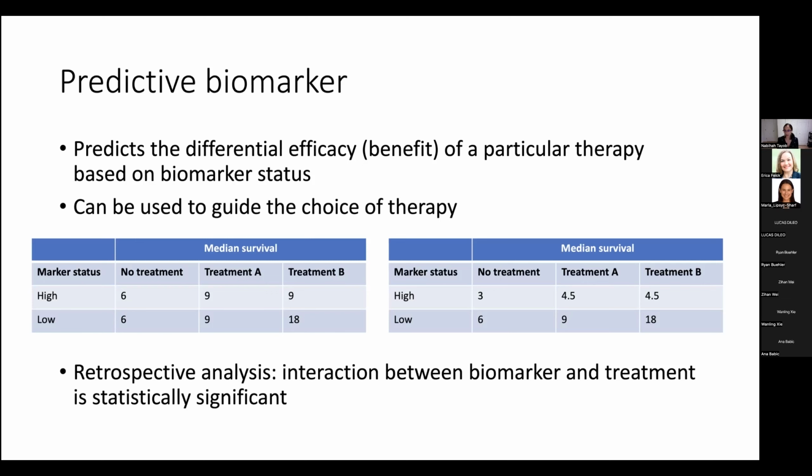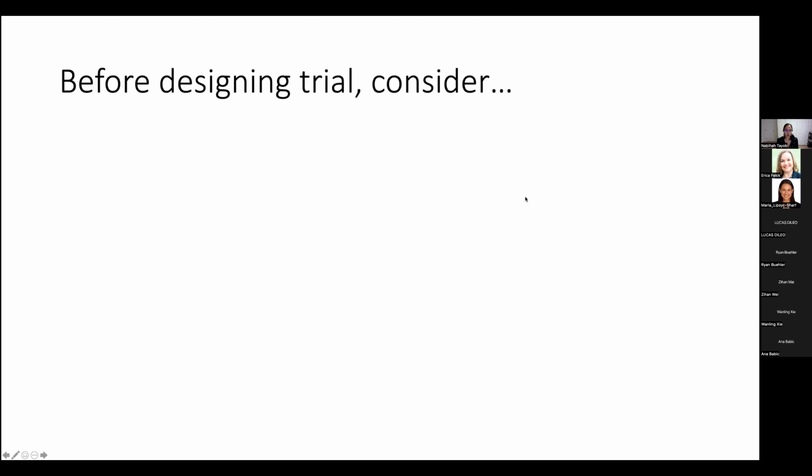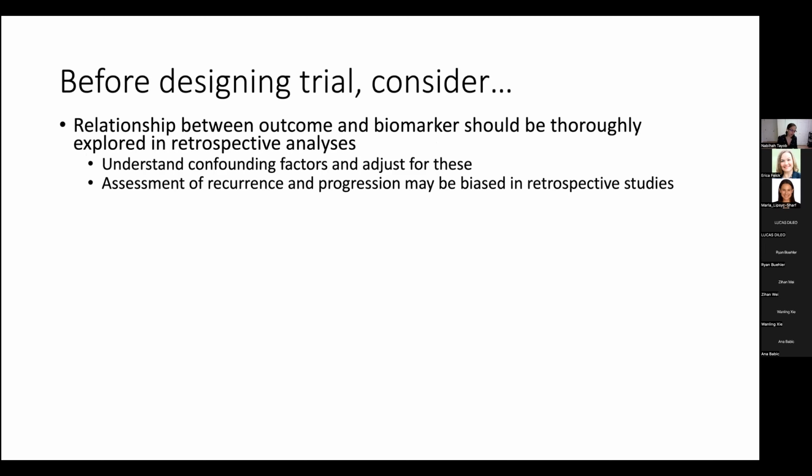And let's say we want to evaluate this in a retrospective analysis. The key is, when we have a predictive biomarker, it means we have a significant interaction between the biomarker and the treatment. Okay. So before designing the trial, again, as we talked about earlier, no matter the context in which you're studying the biomarkers, there are key things we need to understand about the context in which we're evaluating biomarkers to design these studies correctly.